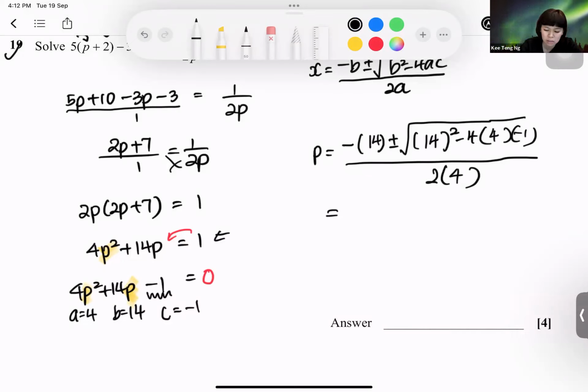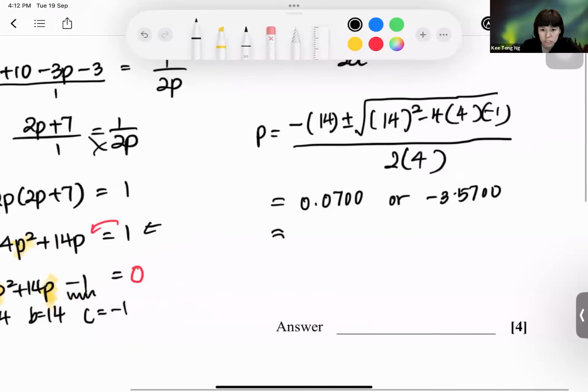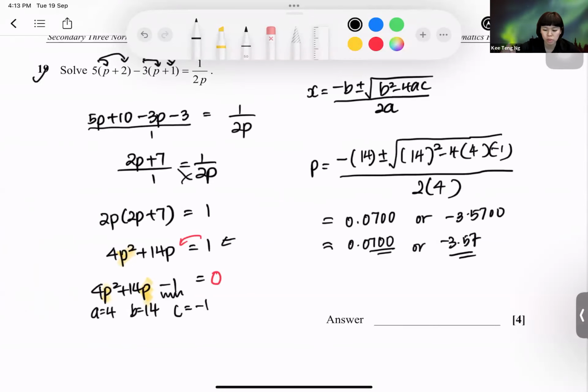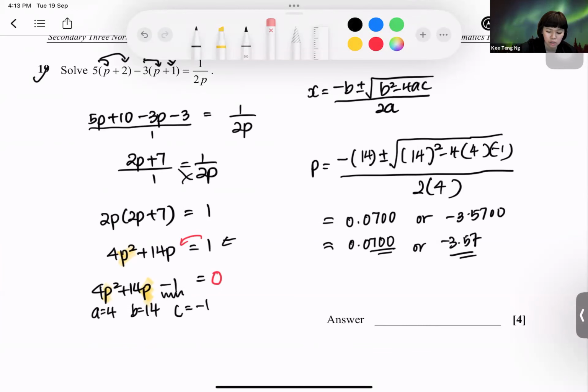So for me, I get my answer, p equals 0.0700 or so, and the other is negative 3.57. Round it off. When they never tell you the accuracy of the answer, use 3 significant figures. So 0.0700, really the zeros, because it's 3 sig fig. Then the other one, negative 3.57. Have you gotten the answer? Some of you will forget at this stage: remember that you have to shift it over and change it to equal 0.